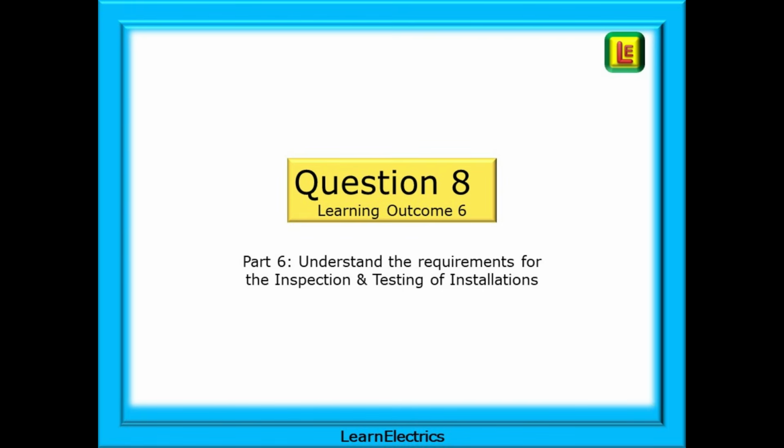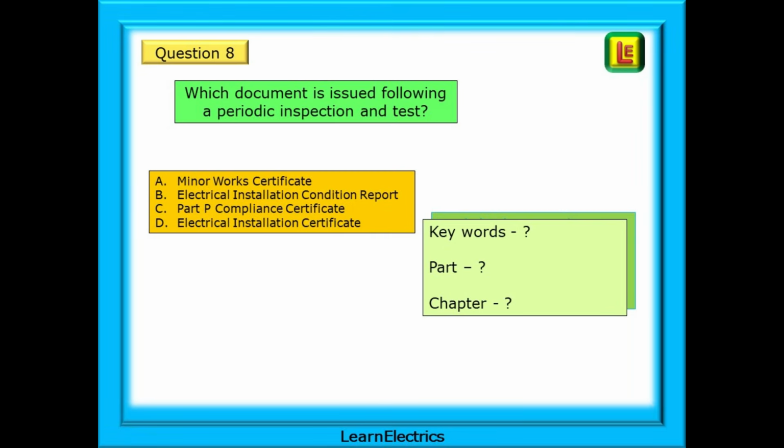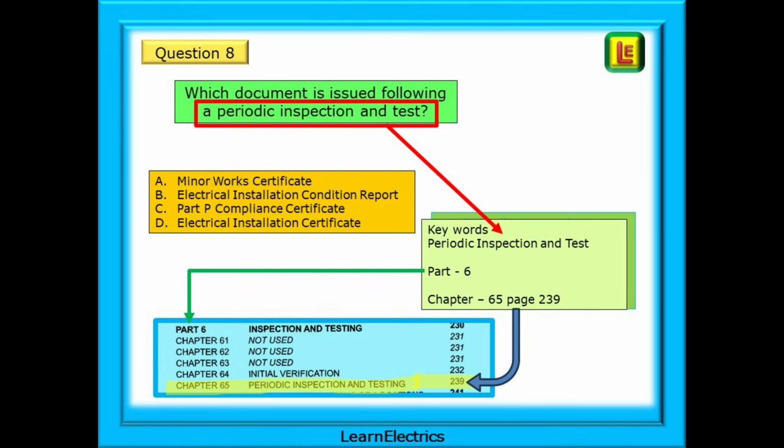Question 8 will test your understanding of the requirements for the inspection and testing of installations. The question asks us, which document is issued following a periodic inspection and test? 4 answer choices, only 1 is correct. Find your keywords and work from there. Go to page 3, find part 6, inspection and testing, and there are the key words. Chapter 65 is what we're looking for, periodic inspection and testing.